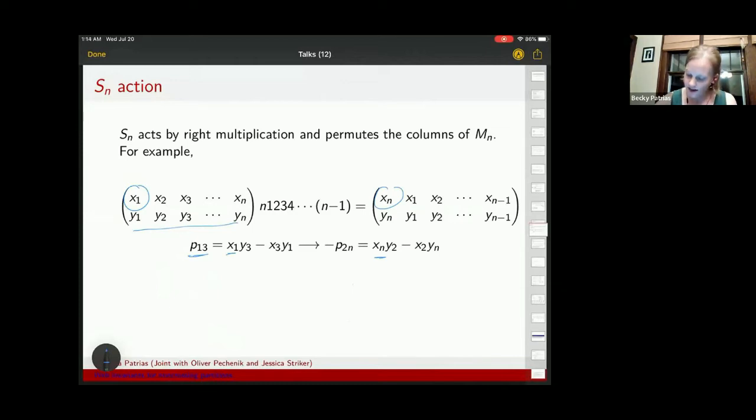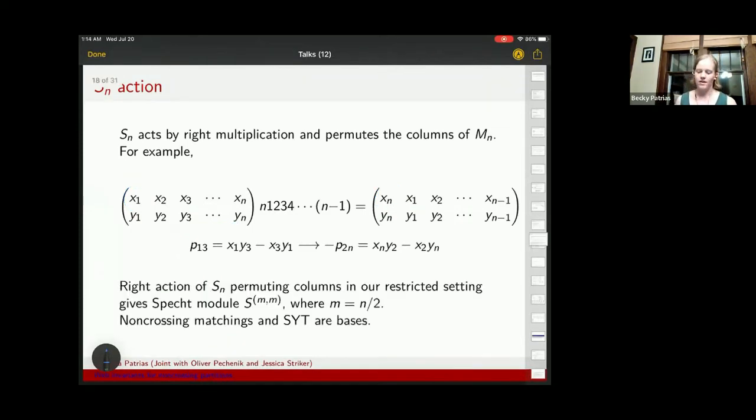So now we have an Sn action. We've turned our space into an Sn module, which actually turns out to be the Specht module SMM. So kind of putting it all together, we have the Specht module and we have two bases for it, the basis of non-crossing matchings and the basis of standard Young tableau.